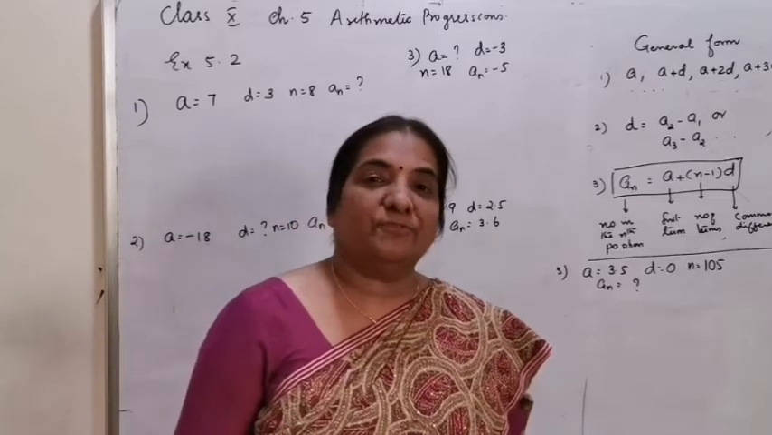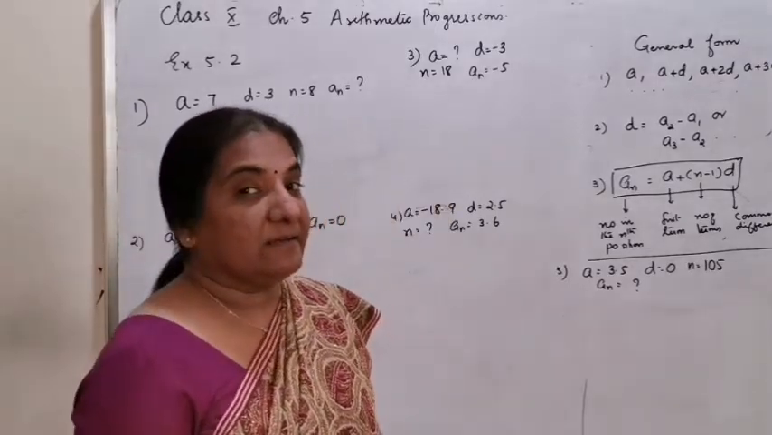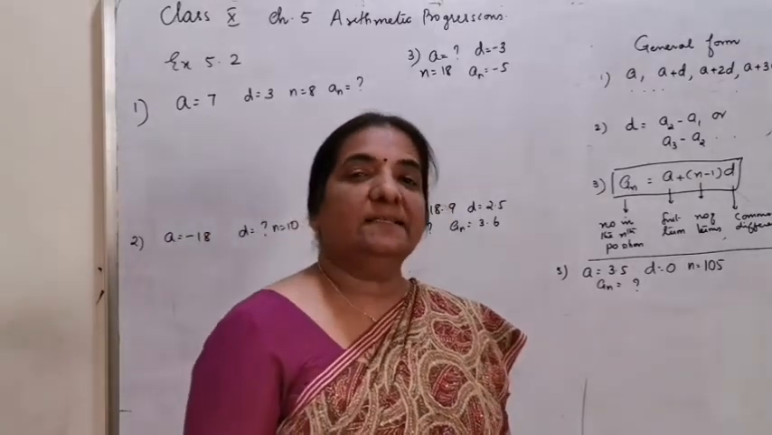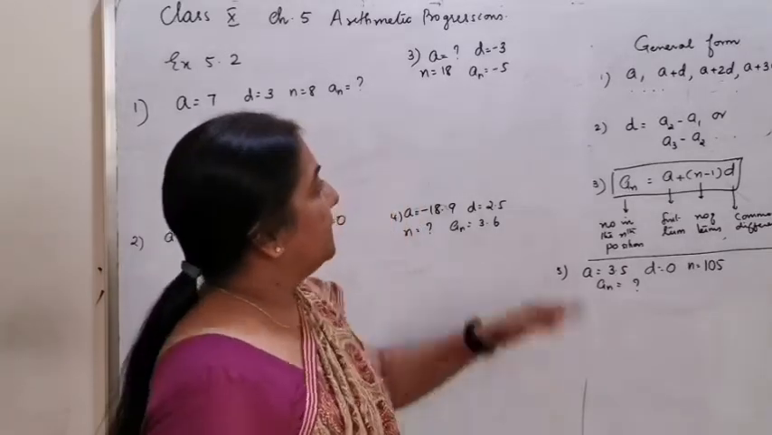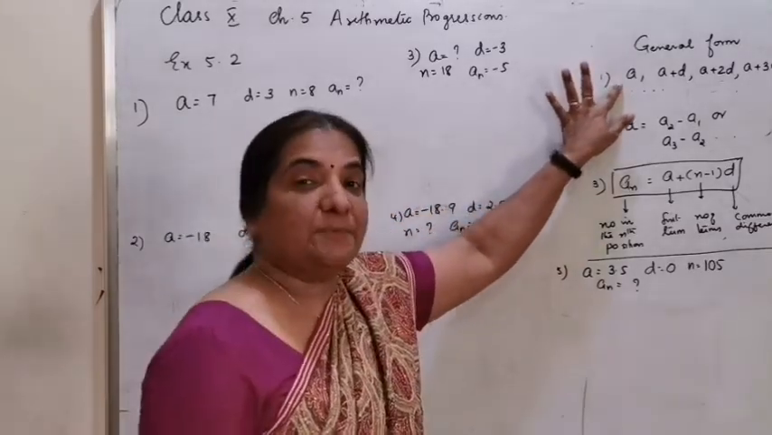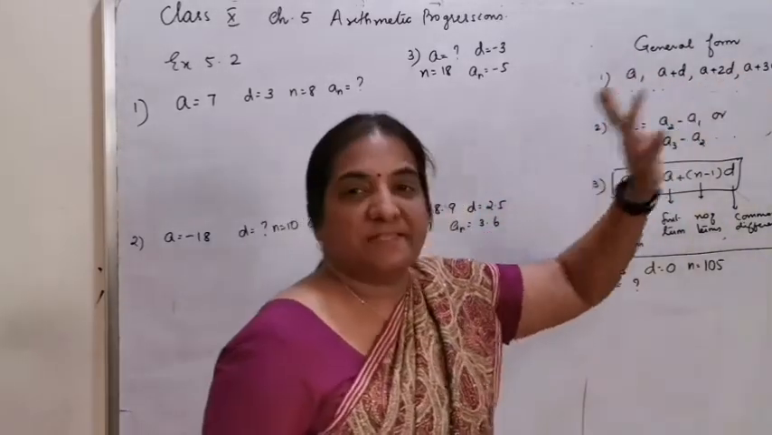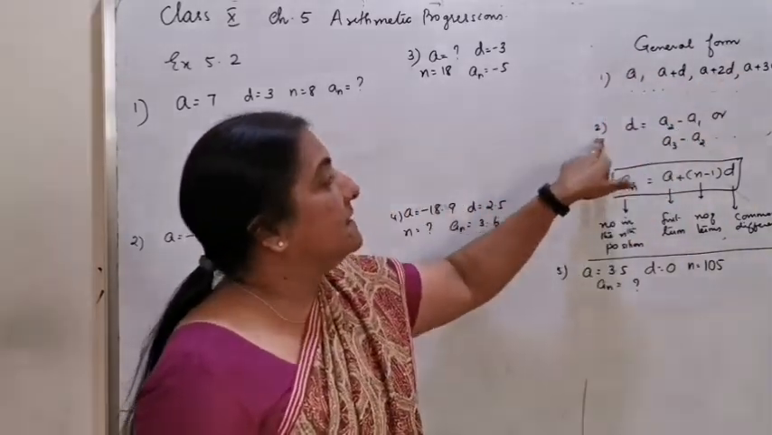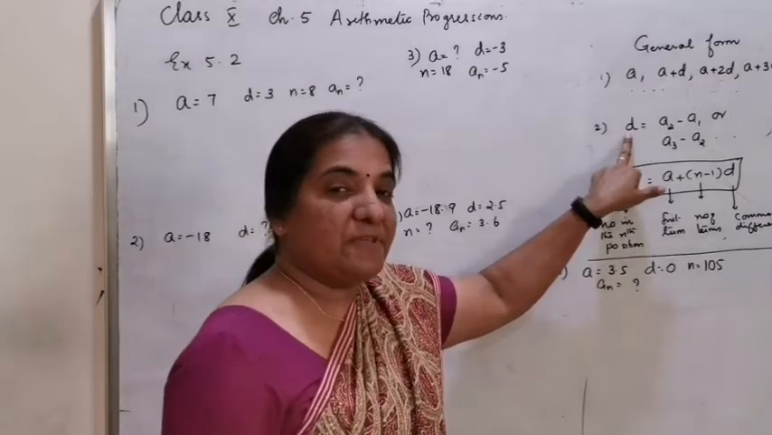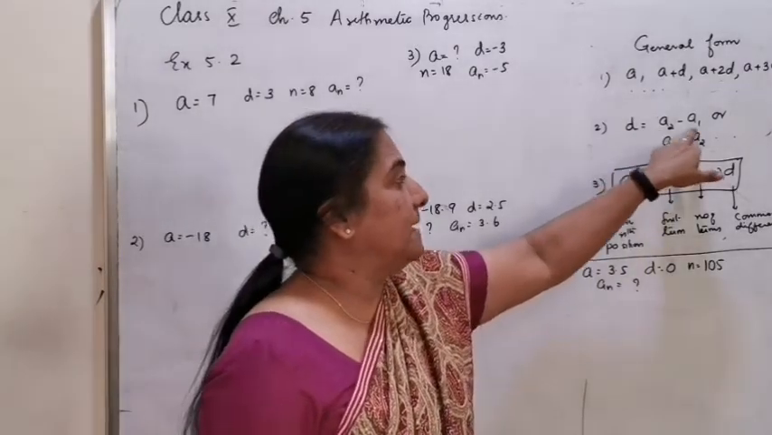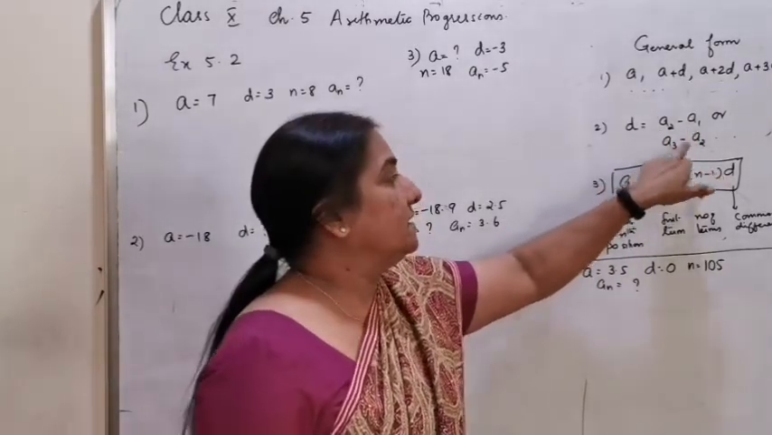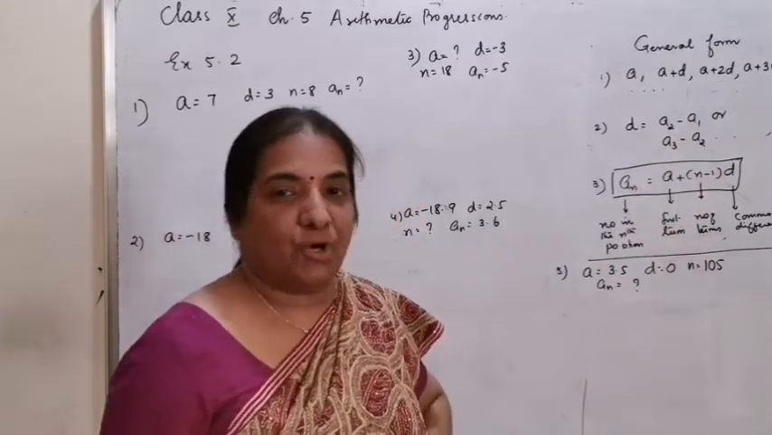Before that, let's review the general concepts we have learned in the lesson on arithmetic progression. The general form of an arithmetic progression is a, a plus d, a plus 2d, etc., where d, the common difference, can always be found as the second term minus the first term, or the third term minus the second term, and so on.